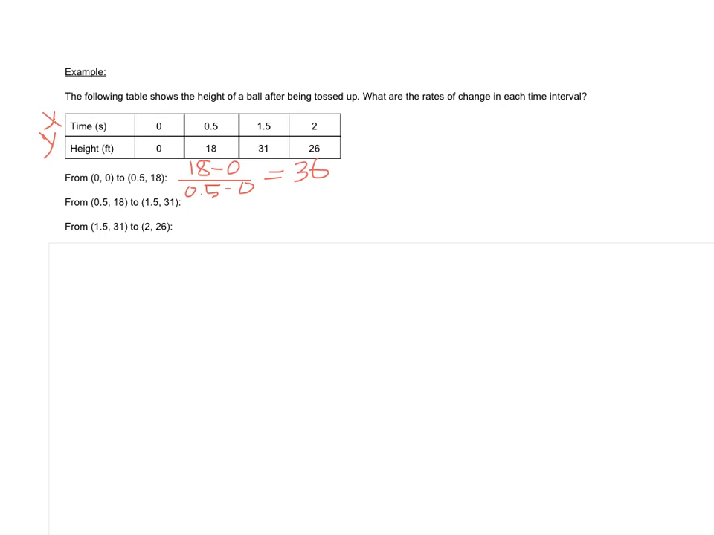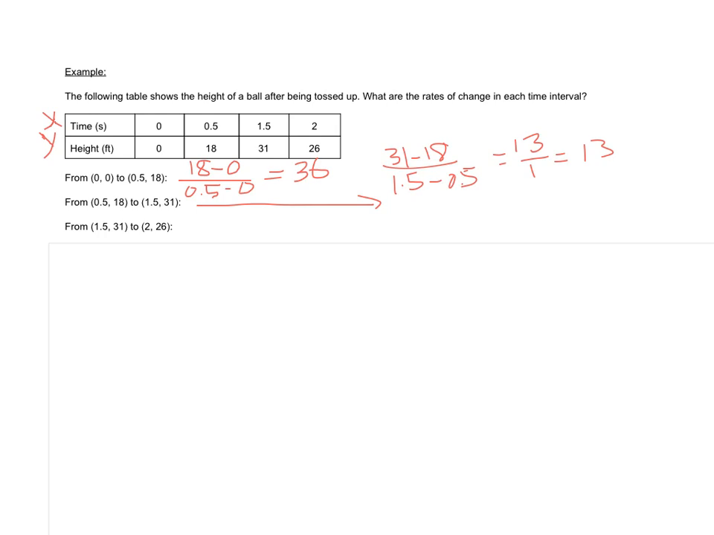And then for the second interval, we are looking at these 2 points. Again, we take the second y minus the first y. So I'm going to write it here. It will be 31 minus 18 over the change in x, 1.5 minus 0.5. Let's see what we get here. So I have 13 over 1, which is 13. Oh, this time we get a different rate of change. All right, let's look at the last one.